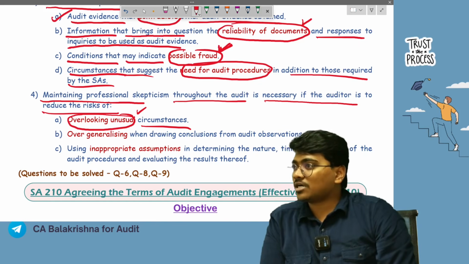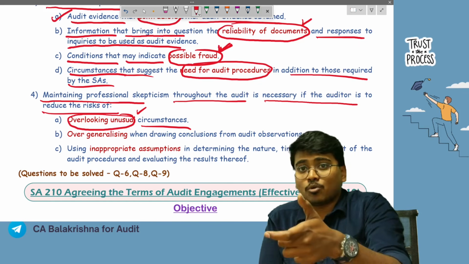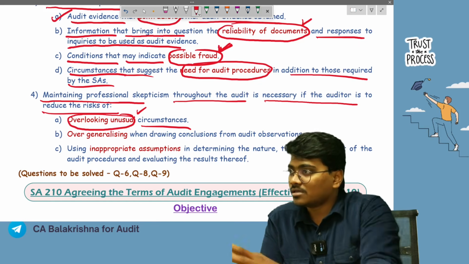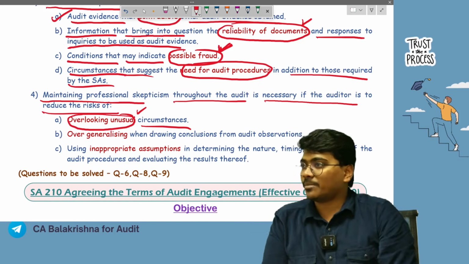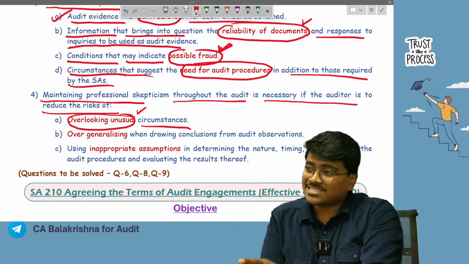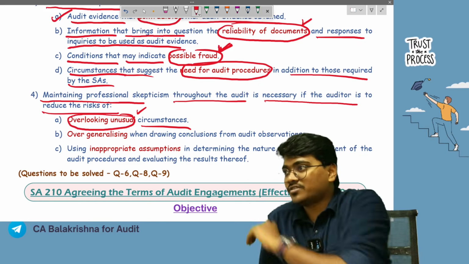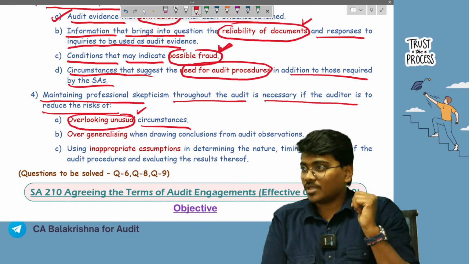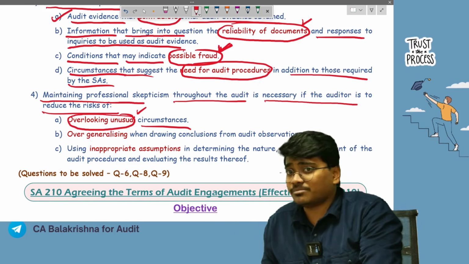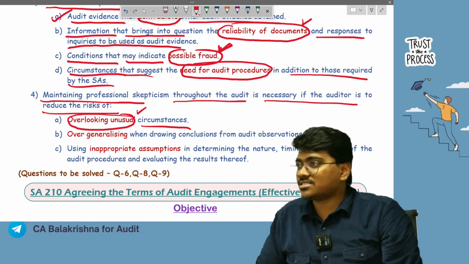Generally, in the case of companies, to adjust their books of accounts, most of the entries will be passed at the end of the year. In the last 5 to 6 days of March, they will pass adjustment entries. So the chance of fraud in the entries that are passed at the end of the year is more. So if you don't exercise professional skepticism, there is a chance that you might overlook certain unusual transactions.